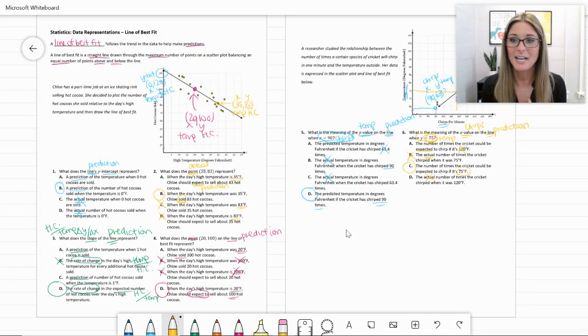So that's wrapping up our scatter plots with lines of best fit. A line of best fit is a line going through our data, trying to balance the same amount of points above and below, and they can help us make predictions about what might happen if there were additional values on our scatter plot. They are predictions, what we might expect to happen. So read those questions carefully.